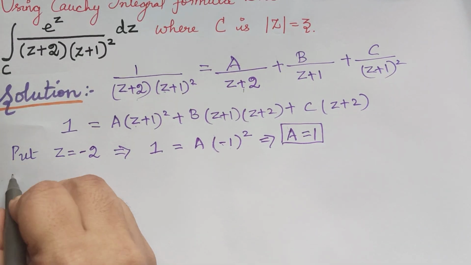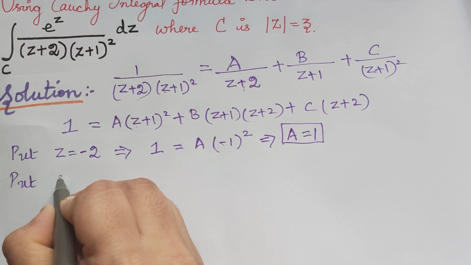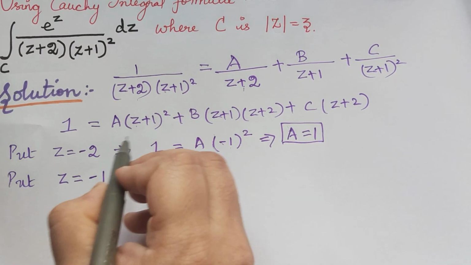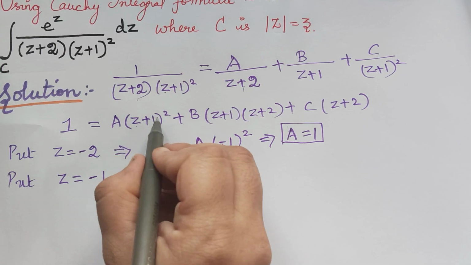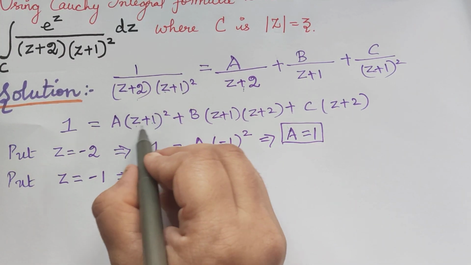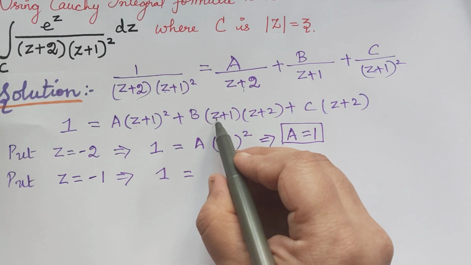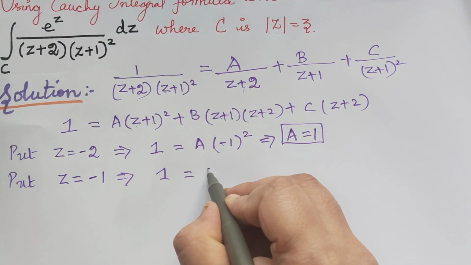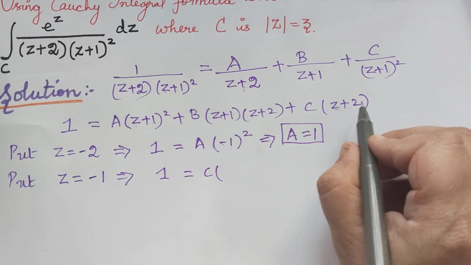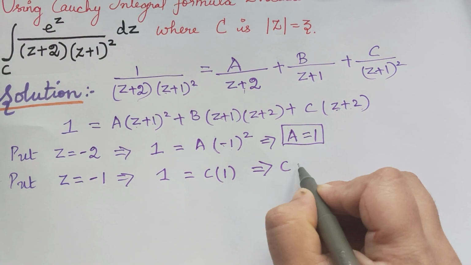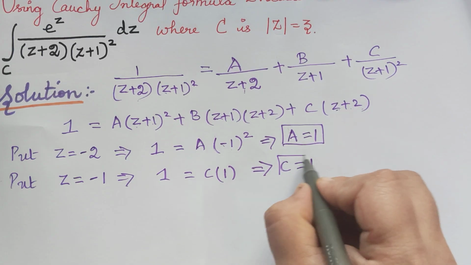Now to find the other, we shall put z equal to minus 1. When you put z as minus 1, this term becomes 0, and so 1 will be equal to minus 1 plus 1, which is 0. Here also minus 1 plus 1 becomes 0. And here we have c multiplied with minus 1 plus 2, which is 1. Therefore we have obtained the value of c to be equal to 1.